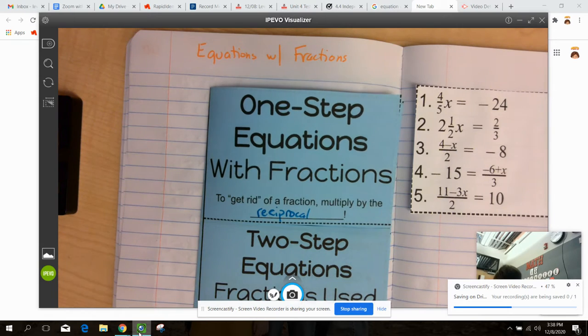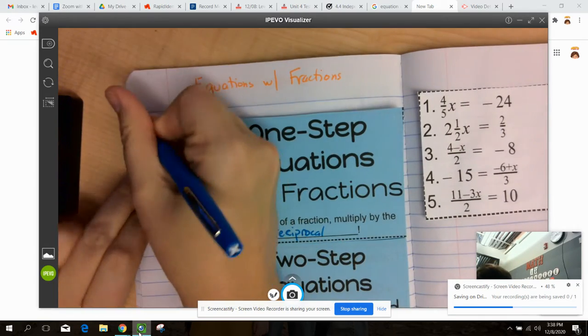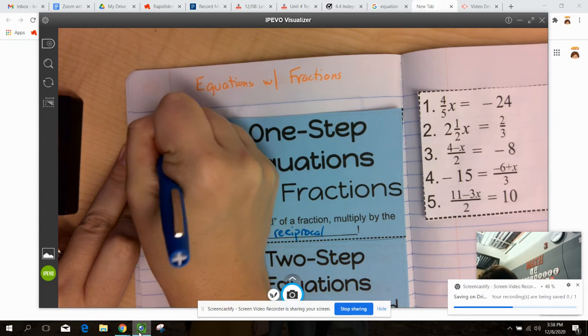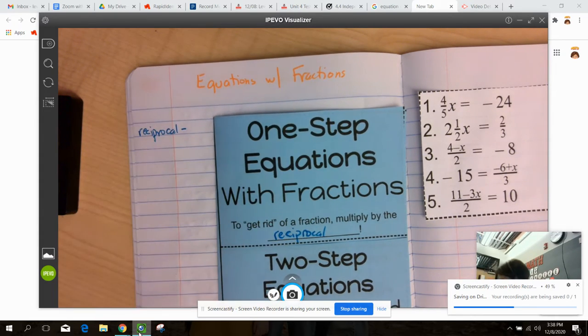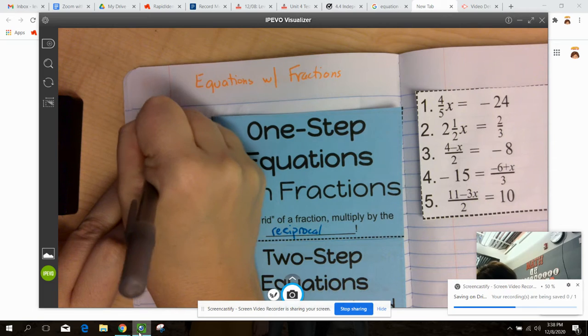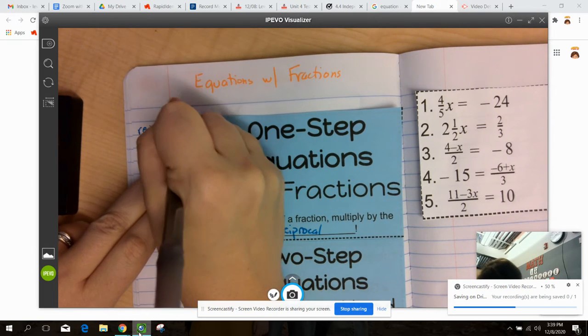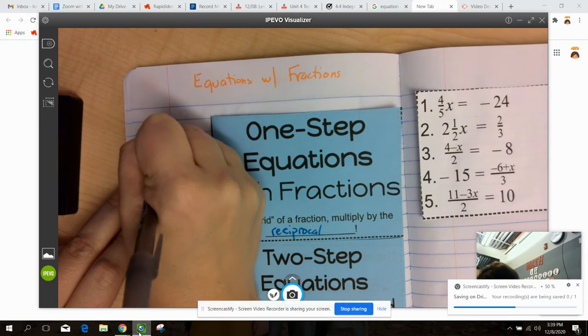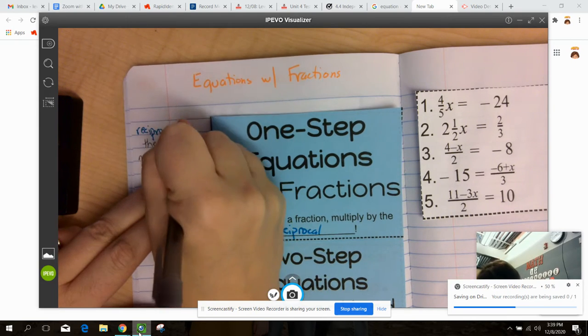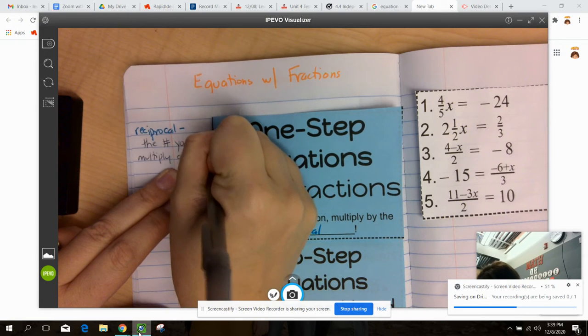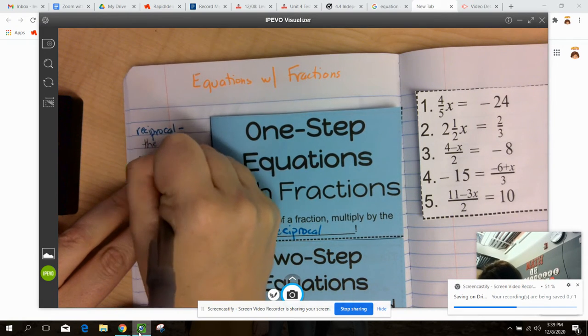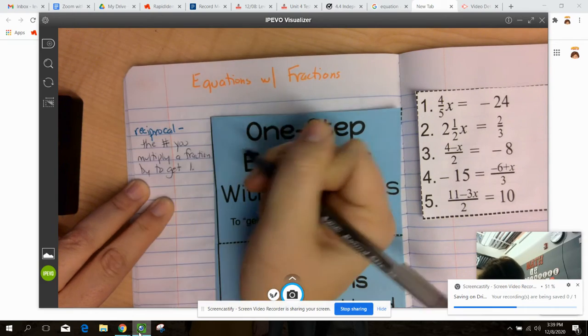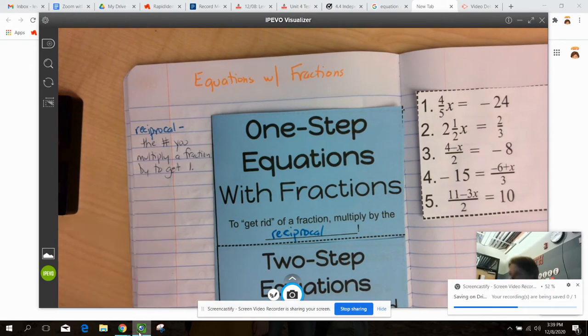Just as a reminder, a reciprocal is the number you multiply a fraction by to get 1. Okay, so reciprocal is the number you multiply a fraction by to get 1.